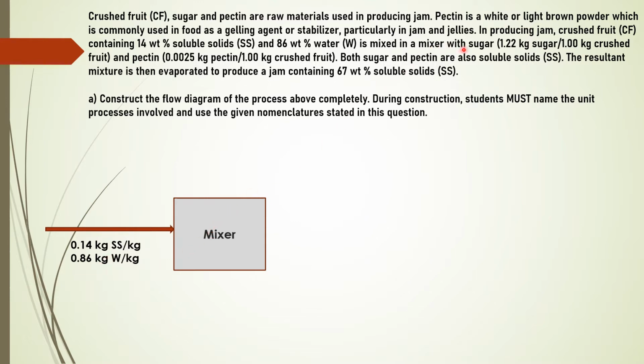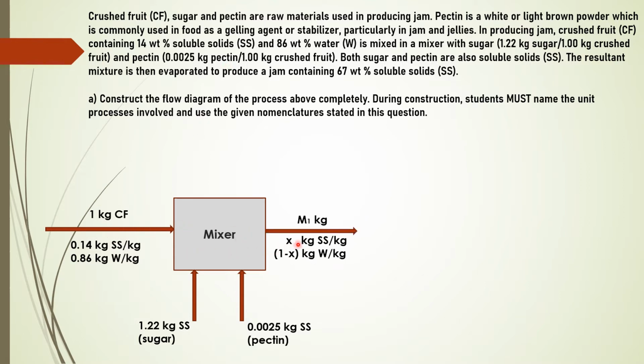Next it is mixed with sugar, 1.22 kg per 1 kg crushed fruit, and pectin, 0.0025 kg pectin per 1 kg crushed fruit. We can know that it's 1.22 kg sugar and 0.0025 pectin. Both are soluble solids as stated here. Thus, we can also know that the crushed fruit feed is 1 kg. Next, the resultant mixture from the mixer is named as M1 kg, X kg of soluble solids per kg, and 1 minus X kg of water per kg.